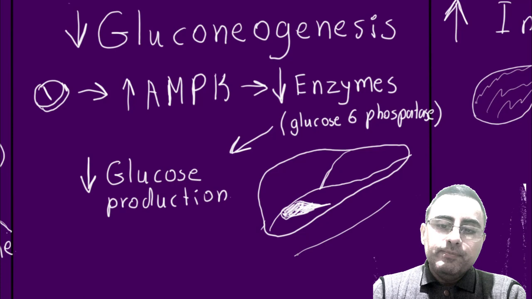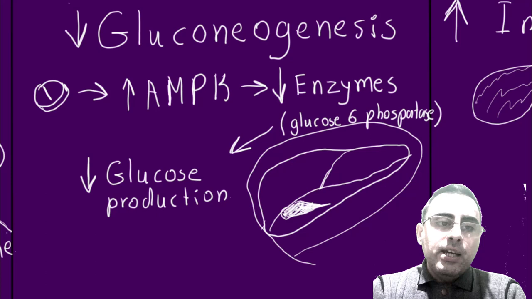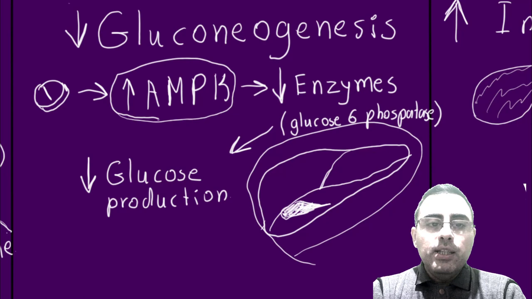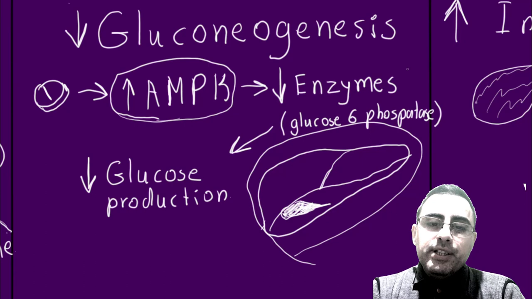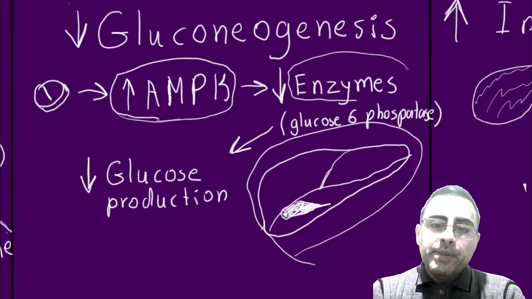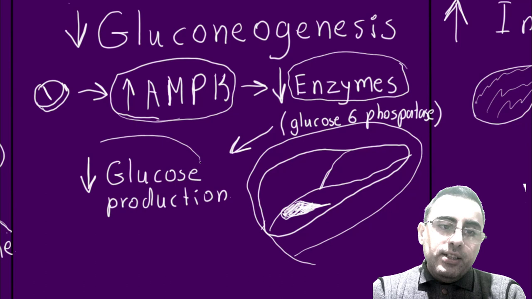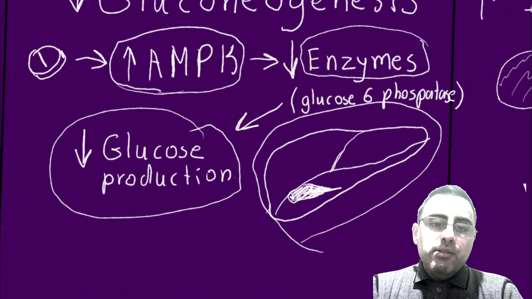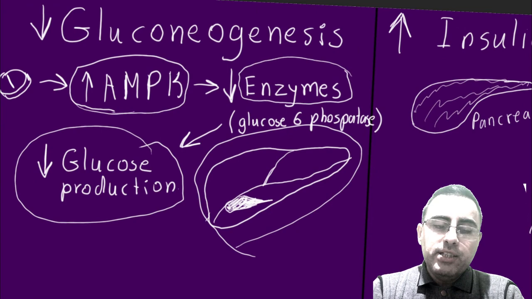But when we take metformin, it increases AMPK. AMPK is a protein. We will focus on this protein later, so I will not focus on it now. It increases this protein, and it decreases the enzymes which are important for gluconeogenesis. Such enzymes are glucose 6 phosphatase, for example, and eventually glucose production by the liver is decreased. It means it decreases gluconeogenesis. It's important because our organism gets less glucose and creates less glucose. So the first action was reduction of gluconeogenesis.